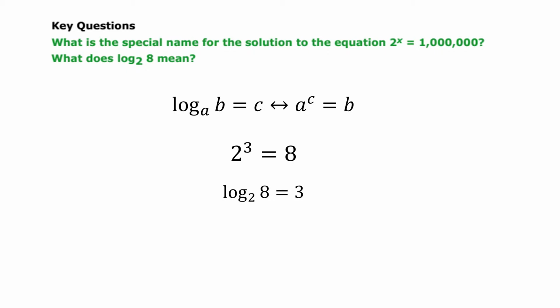So to answer that first question, the special name for the solution to the equation, that's just log base 2 of a million. So it's again just asking us 2 to what power gets me a million, or log base 2 of a million. So I feel like many of you are probably still pretty confused because logs are pretty abstract and tough to handle, but hopefully a little bit better.